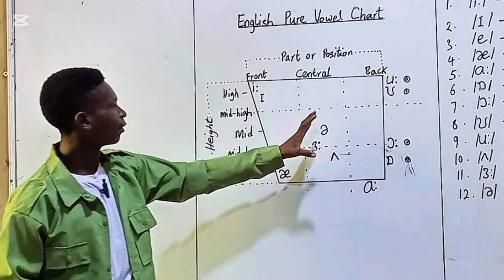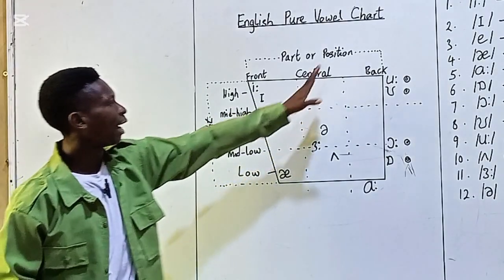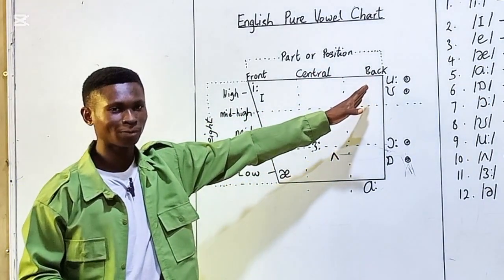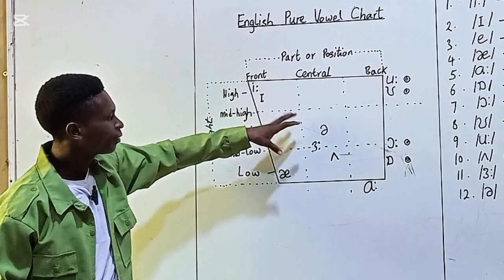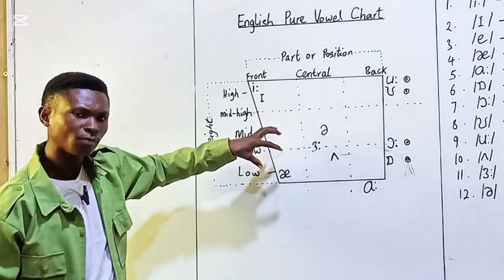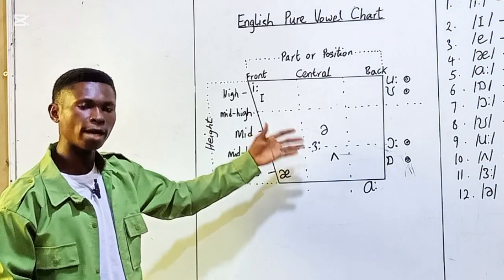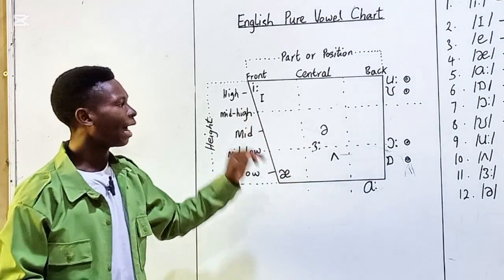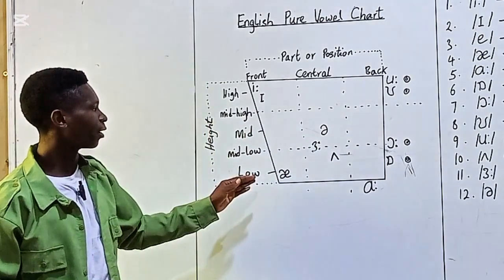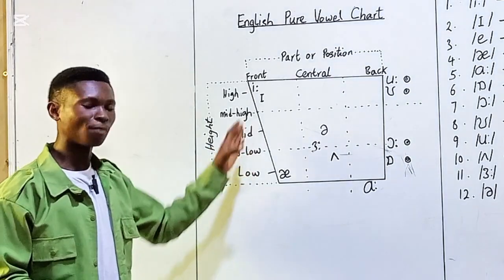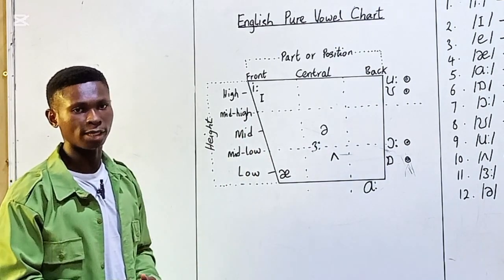Now, looking at this diagram, we have the front part of the tongue, the central part of the tongue, and the back part of the tongue. So this is not the actual diagram of the tongue, but it's only showing you the direction of the tongue when you articulate any sound. And the sounds, the monophthongs of English language, are arranged here according to the parts or the organs in the mouth used in the articulation.